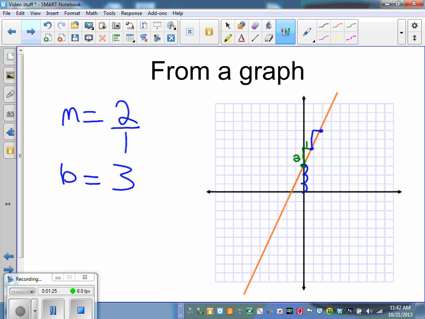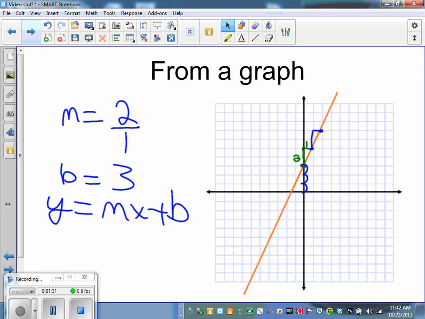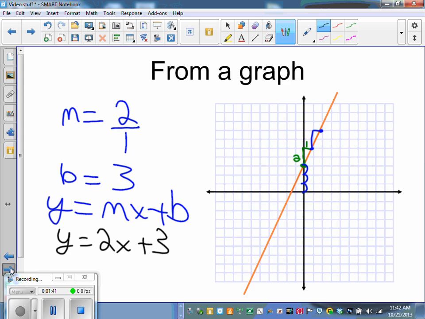From there, I can actually write my equation, y equals mx plus b. I'm going to get y equals 2x plus 3. All right, that was a pretty easy one. You're just kind of looking for things on the graph.